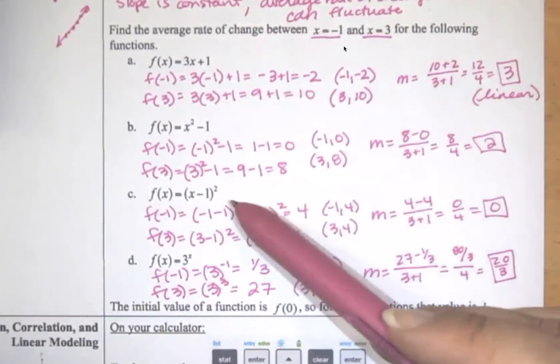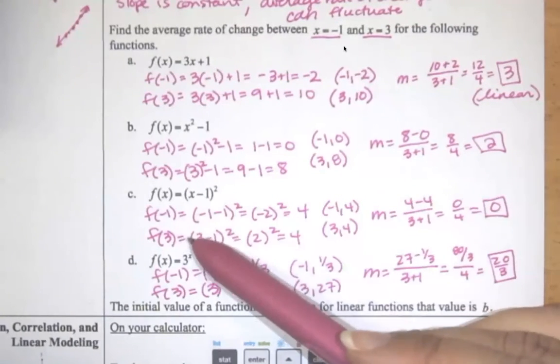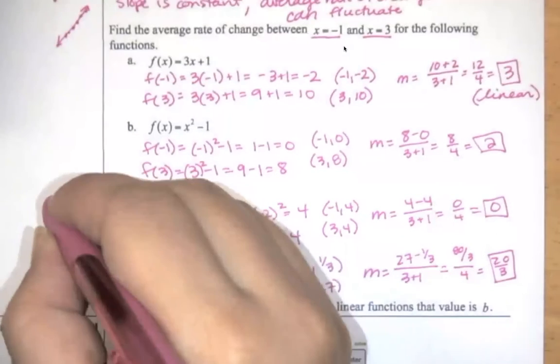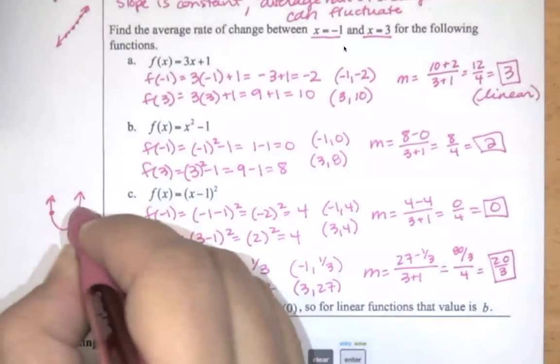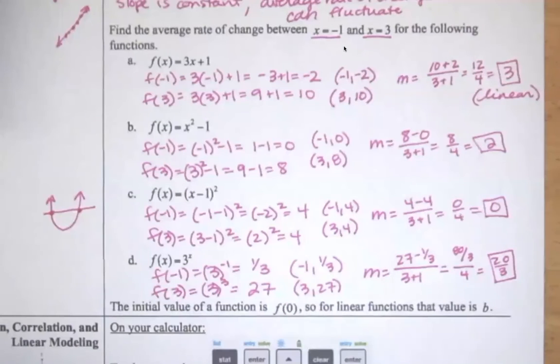In part C, again, this is quadratic. So our average rate of change will depend on the 2 points that we choose. In this case, we should get an average rate of change of 0. Now, what that means is that if I look at this parabola, we've chosen 2 points with the same y value. And so the slope between those 2 points is actually just a horizontal line.